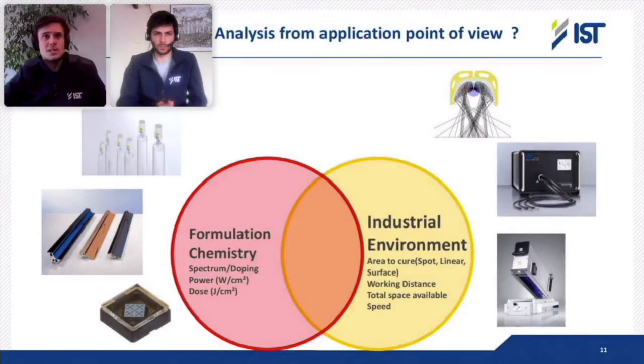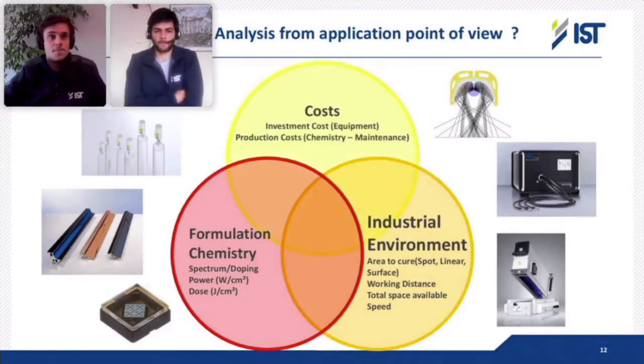We also keep in mind the working distance, the space availability in the machine, and of course the speed of production, which is closely linked to the need of power and energy of the chemistry. And last but not least, we have to consider the cost and use of the technology itself. The first two circles were focused on the technical aspects, but we can't forget the economical factor when we deal with UV curing. In that case, we have two big parts.